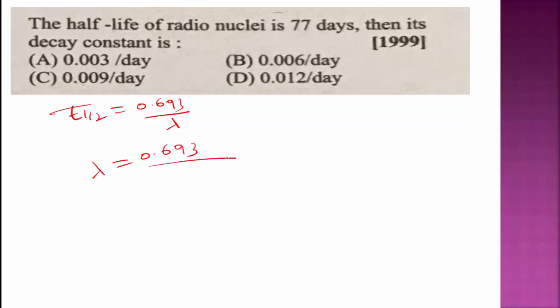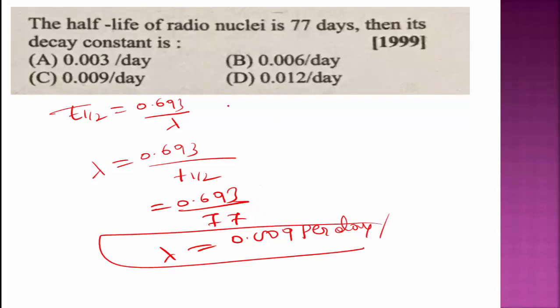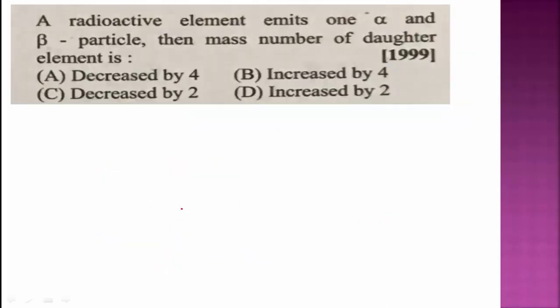Then lambda is equal to 0.693 divided by T half. Substitute the values here, 0.693 divided by 77. We get lambda is equal to 0.009 per day. This is the value, 0.009. Option C is the right answer.